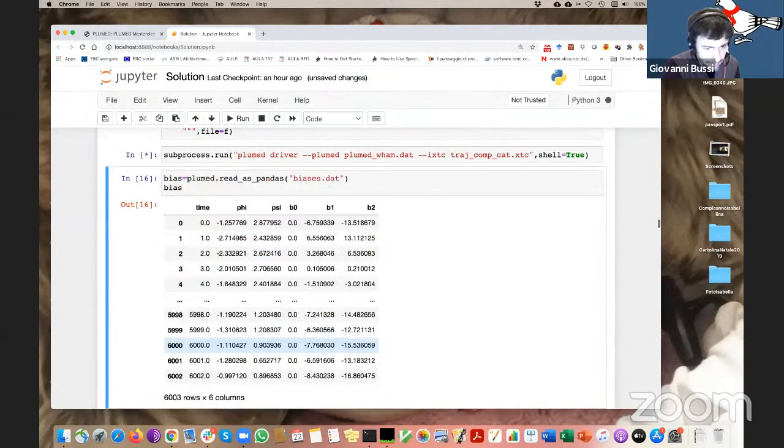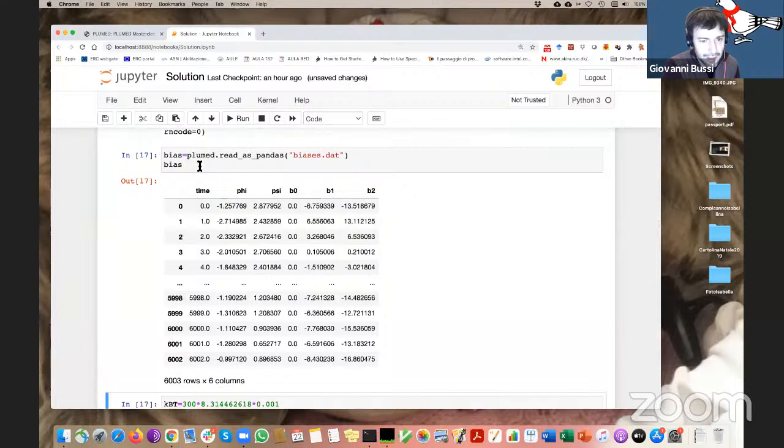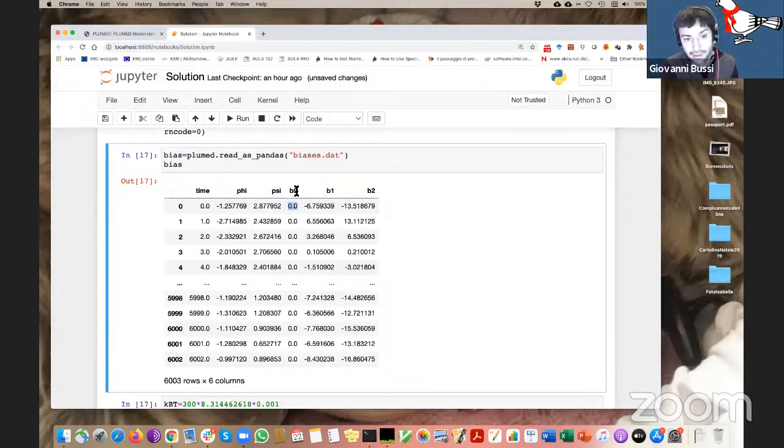And then run it. And then I read it. And this is the resulting array. So I have time, phi, psi, and then I have the value of the 3 biases. So this means that the bias potential according to bias number 1 of the first frame was this one. According to bias number 2 was this one. According to bias number 0 was this one. Actually, bias number 0 is 0, no bias applied. That was the unbiased simulation.